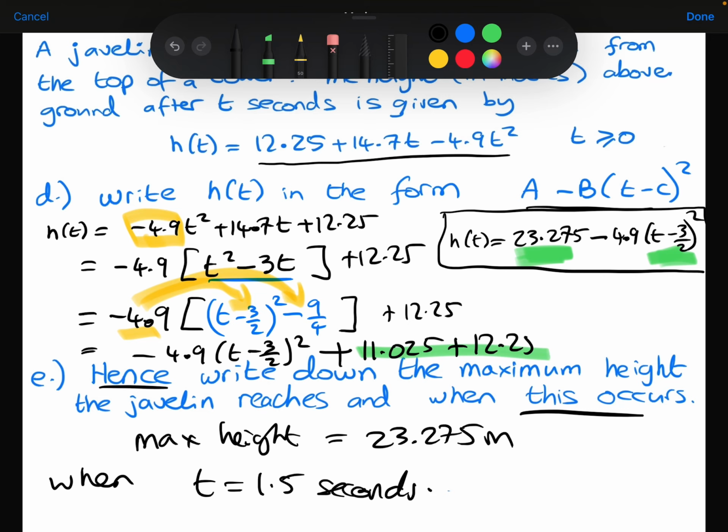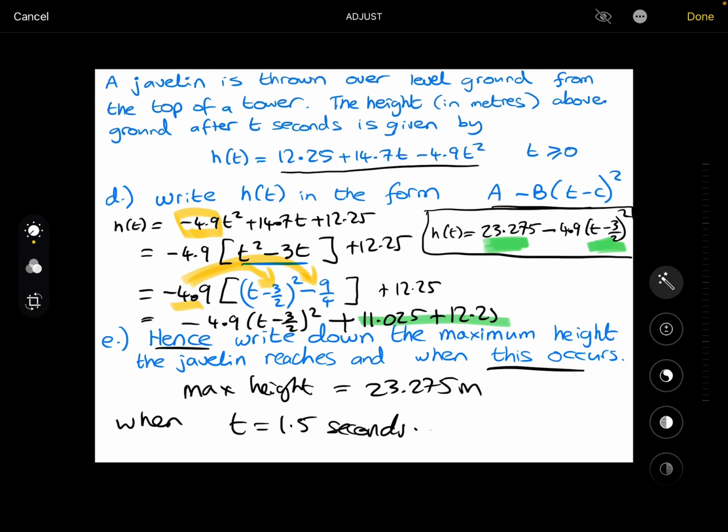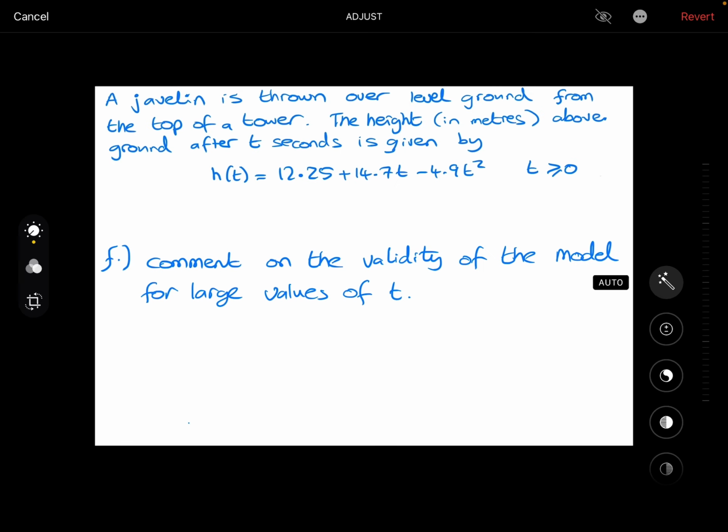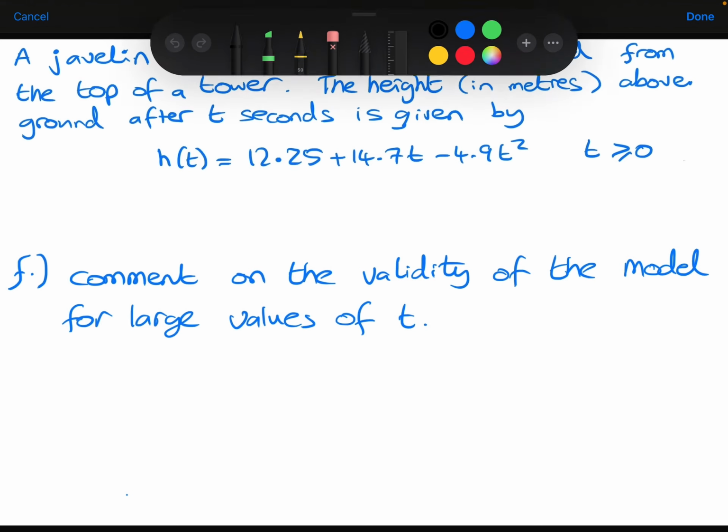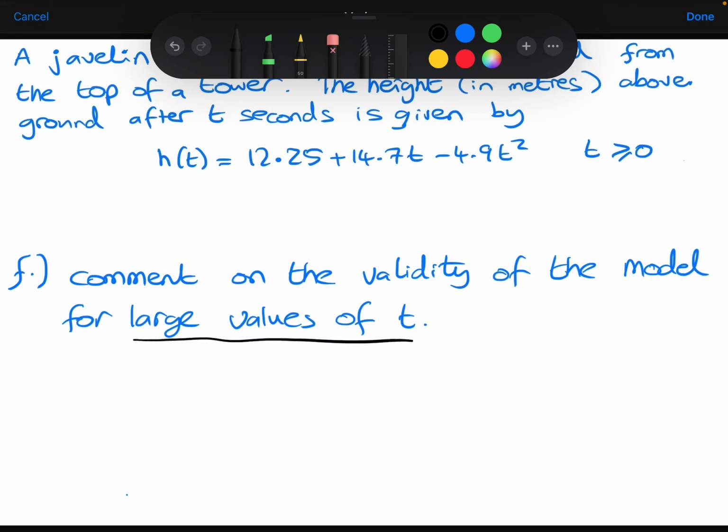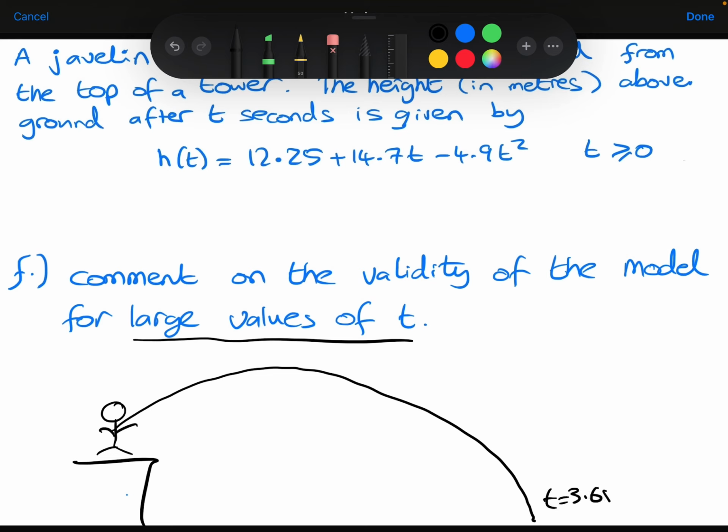And there's one final part to this question. It asks me to comment on the validity of the model for large values of t. So is this a sensible model, specifically when t becomes big? Well, remember what we're saying here. We've got our athlete who's throwing the javelin and it lands on the floor after 3.68 seconds. Well, large values of t, what happens after 3.68 seconds?